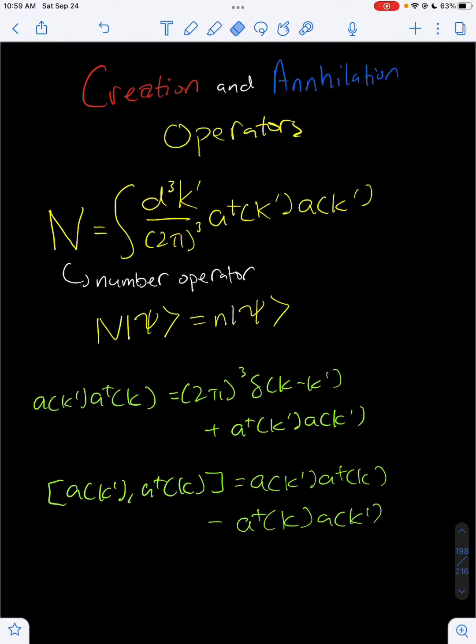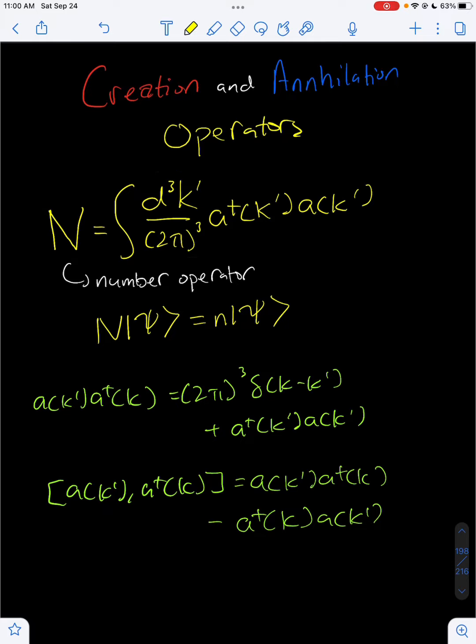Welcome to another video of quantum field theory, and today we'll be continuing from the last video and we'll be learning about the number operator. So let's begin. The number operator is just some operator that acts on some state vector and gives us the number of particles in that system times the state vector. And this is going to be the form for the number operator.